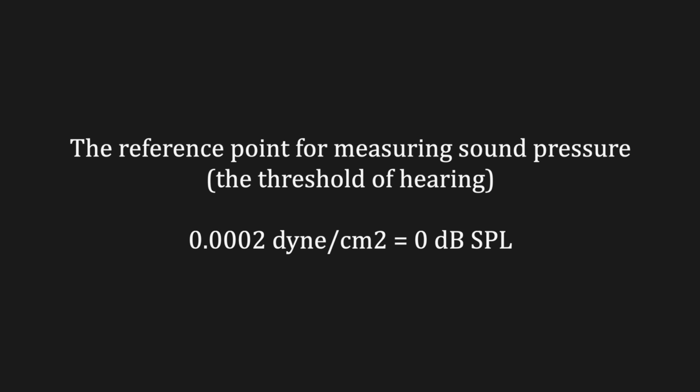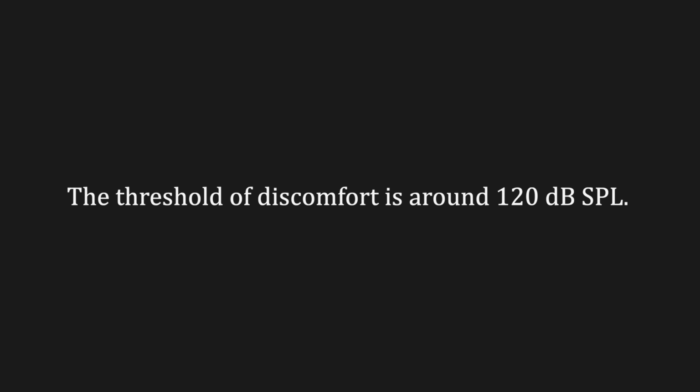Because this range is so large, we measure sound pressure level, SPL, using a logarithmic scale called the decibel, which is based on powers of 10. The reference point for measuring sound pressure is an incredibly small pressure of 0.0002 dyne per centimeter squared, which represents the threshold of hearing, or the faintest sound a person can detect. This is set as 0 decibels SPL. The threshold of discomfort, where sound starts to feel painfully loud, is around 120 decibels SPL.